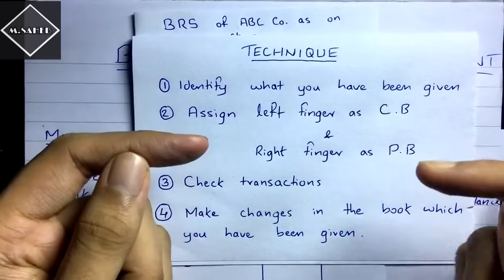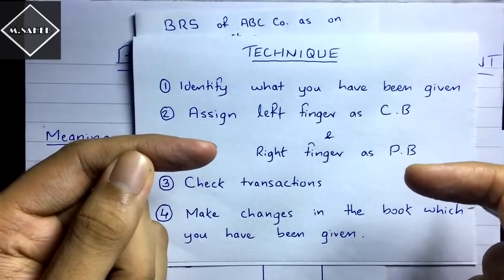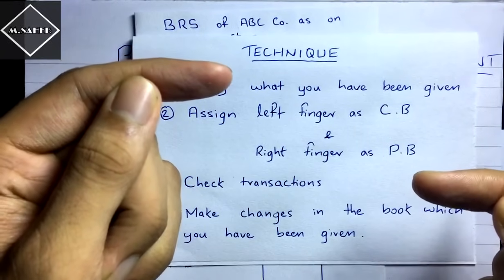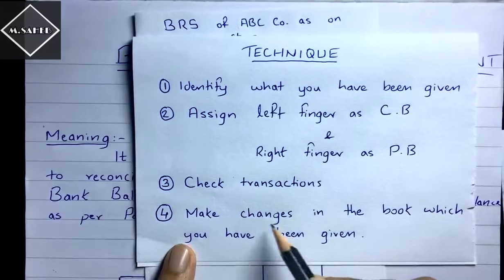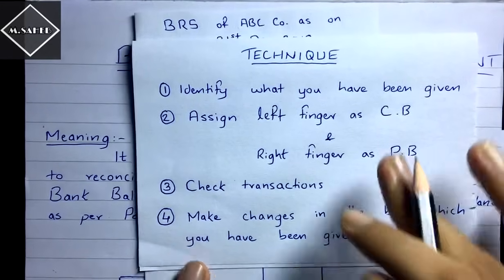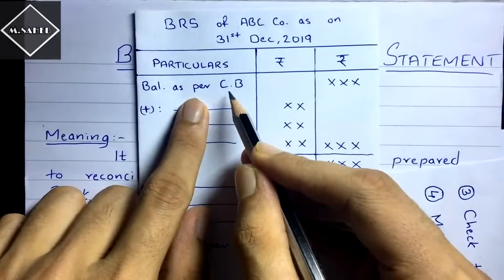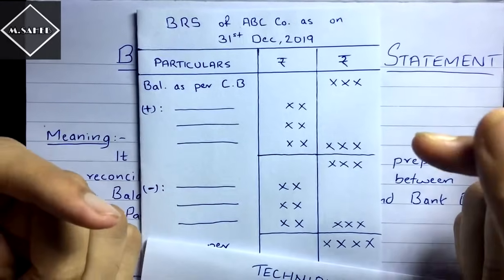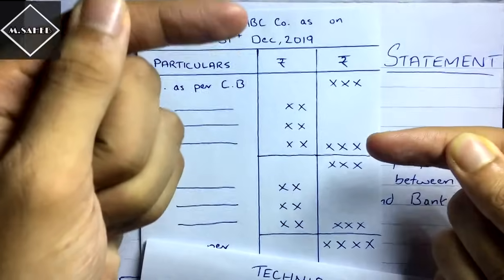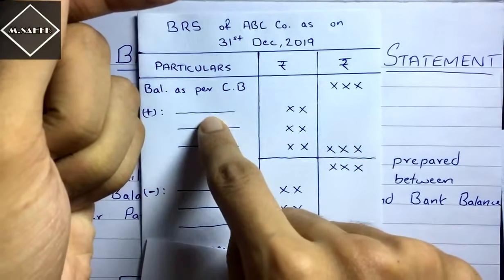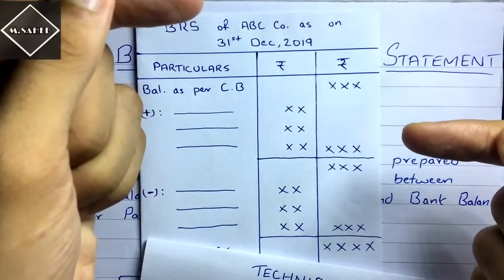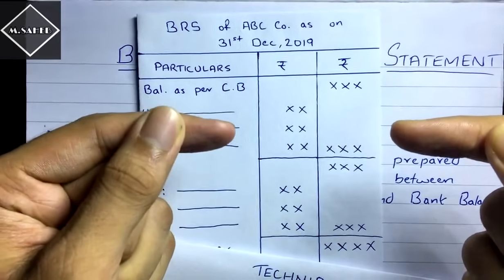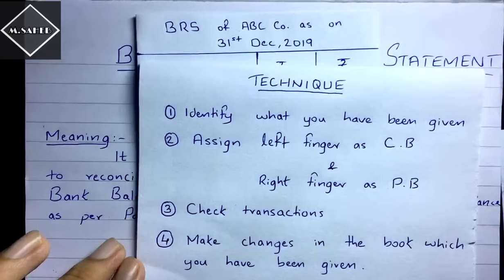Sometimes something will be recorded in the CashBook, so let's say CashBook will be more and the Passbook will be less. Then you have to modify, you have to change. You can make changes only in the book which you have been given. If you have been given balance as per CashBook, then you can only change the CashBook. This is the CashBook finger and this is the Passbook finger. So if CashBook has been recorded more, then you need to make changes in the CashBook only. You need to bring CashBook down like that. We'll see that later, I'm just going through it right now.